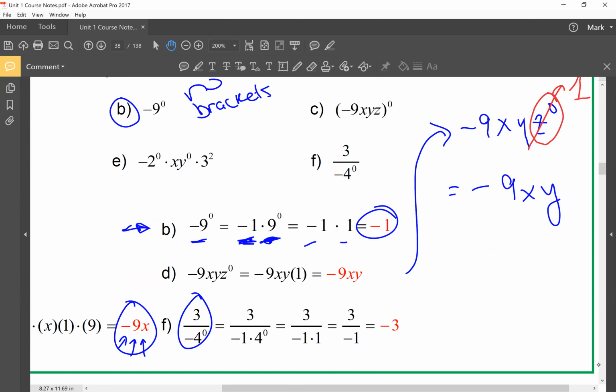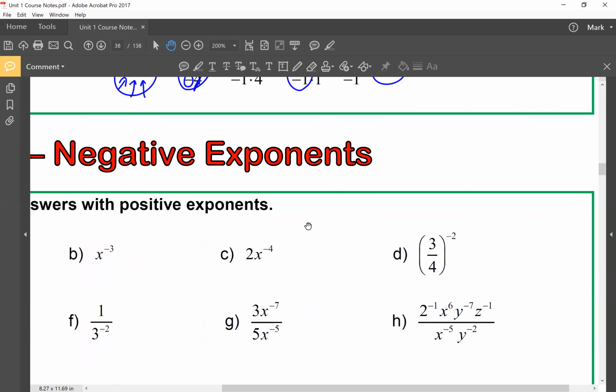3 over -4 to the power of 0. The negative stays, but the 4 goes. So it ends up being 3 over -1, which is fine. I would totally take that as an answer, but you can simplify that to -3. Whew. Okay.